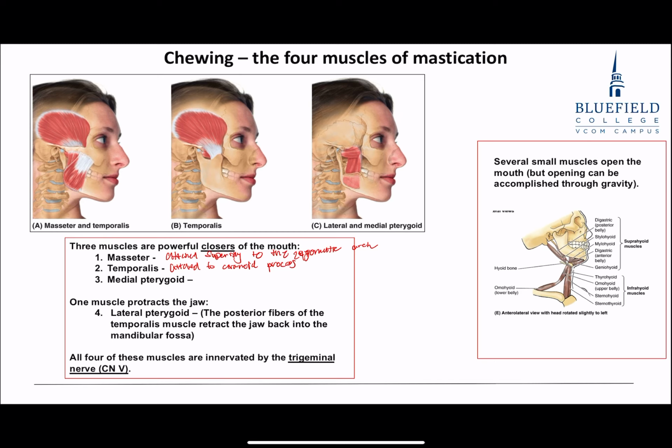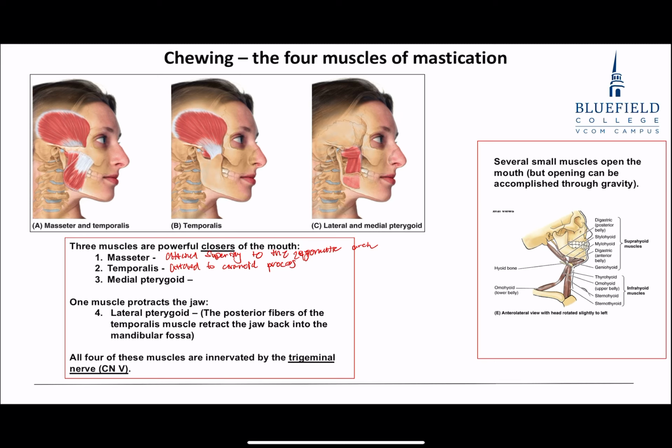So if you open your jaw as wide as you can, you feel the head of the mandible move anteriorly, right? It comes out of the fossa onto the articular eminence. It comes forward. You feel that? What do you think is pulling it forward? That's right. It's the lateral pterygoid. So its job is to allow you to open your jaw maximally.